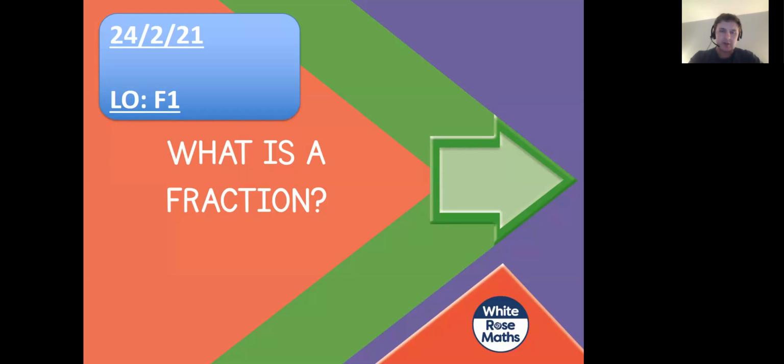We are carrying on with our study into fractions, and today we're just going to be considering that question that is on the screen there. What is a fraction? What do we mean when we say a fraction?